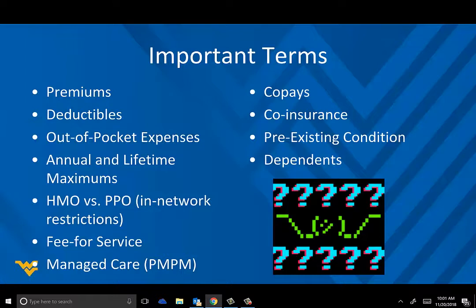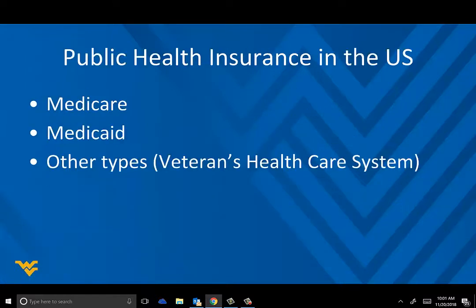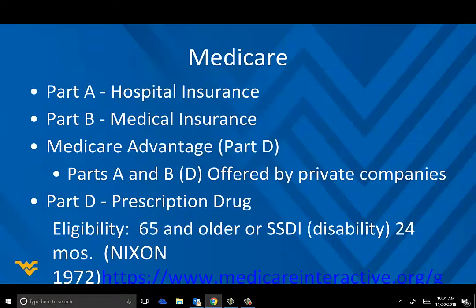As we get into the ACA piece in a second, we'll talk about how some of this stuff changed. But the terminology is very important as you study insurance. So then we transitioned our discussion from private health insurance to public health insurance in the United States. Talked about Medicare, Medicaid. Of course, there are other types. We didn't spend a lot of time on it. If you take a health insurance class, you might learn more about it.